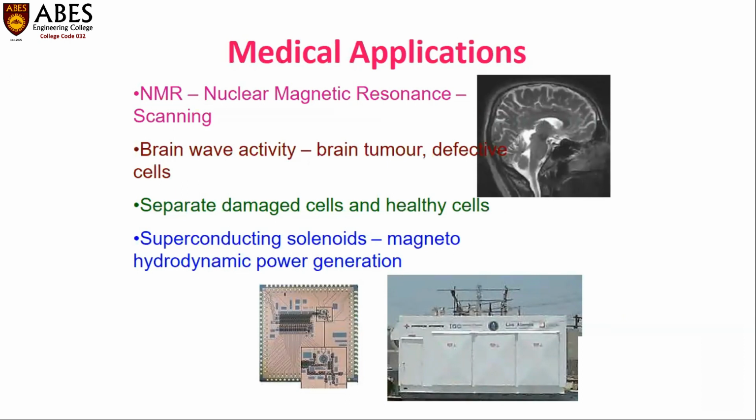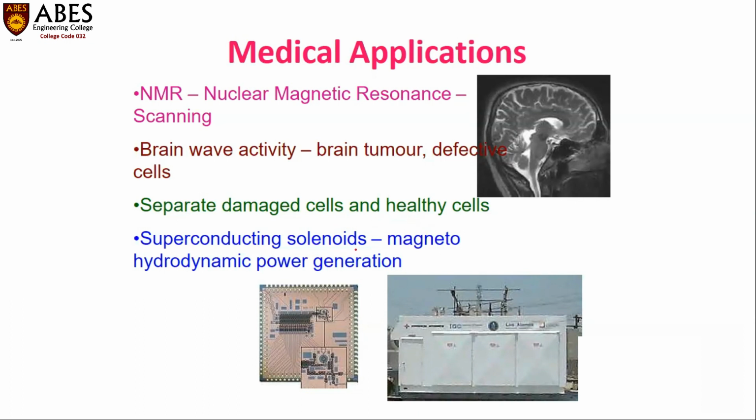Again, besides the maglev train, which is part of transportation, we can even think about medical application. Superconductivity is used in NMR, a very common term these days, nuclear magnetic resonance scanning. In this, we can scan the brain to identify any defective cell or any tumor or any non-specific growth if it's developing in an organ. It can distinguish between healthy tissue and damaged tissue by calibrating with the preserved system there.